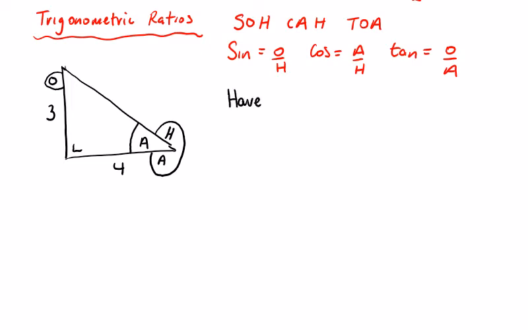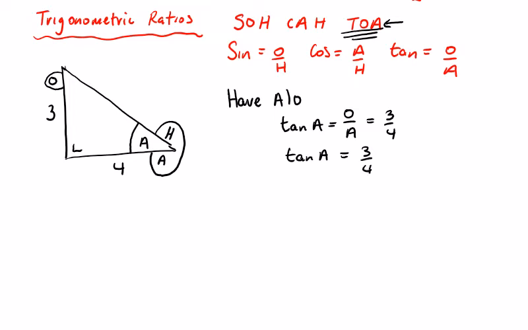So what do we have in this case? We either write down what we have or what we need. We have A and we have O, which are the two straight sides. The two straight sides is always tan, because tan also gives me the slope. So if we say the tan of A is equal to O over A, which is 3 over 4 in this case, we have the tan of A is 3 over 4. Now that's just the ratio.